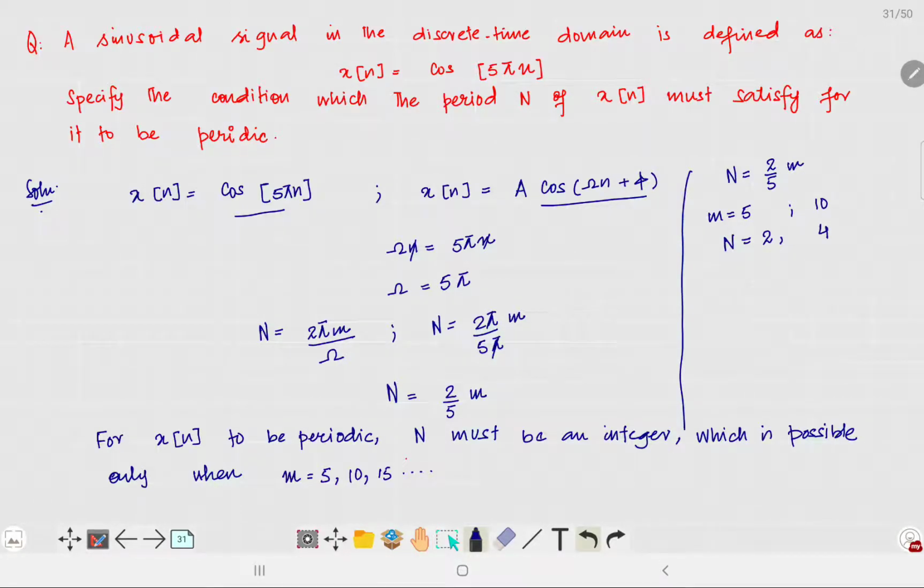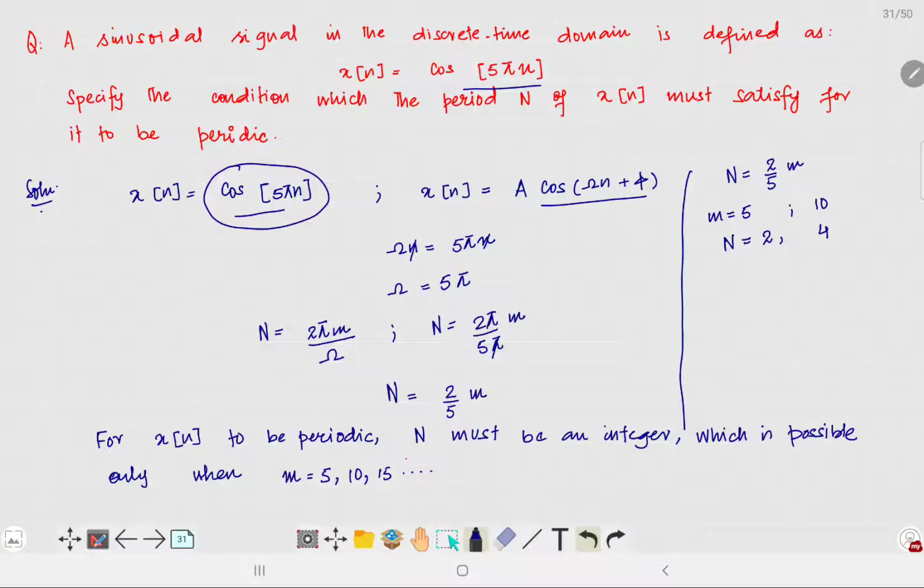So this becomes the condition then, that it's not implied that this will always be periodic. There is a special condition on the time period under which it will be periodic. Whenever your m has a value of 5, 10, 15, that's multiples of 5, then only this discrete time sinusoidal signal will be periodic with the period 2, 4, 6, 8, whatever comes, okay.